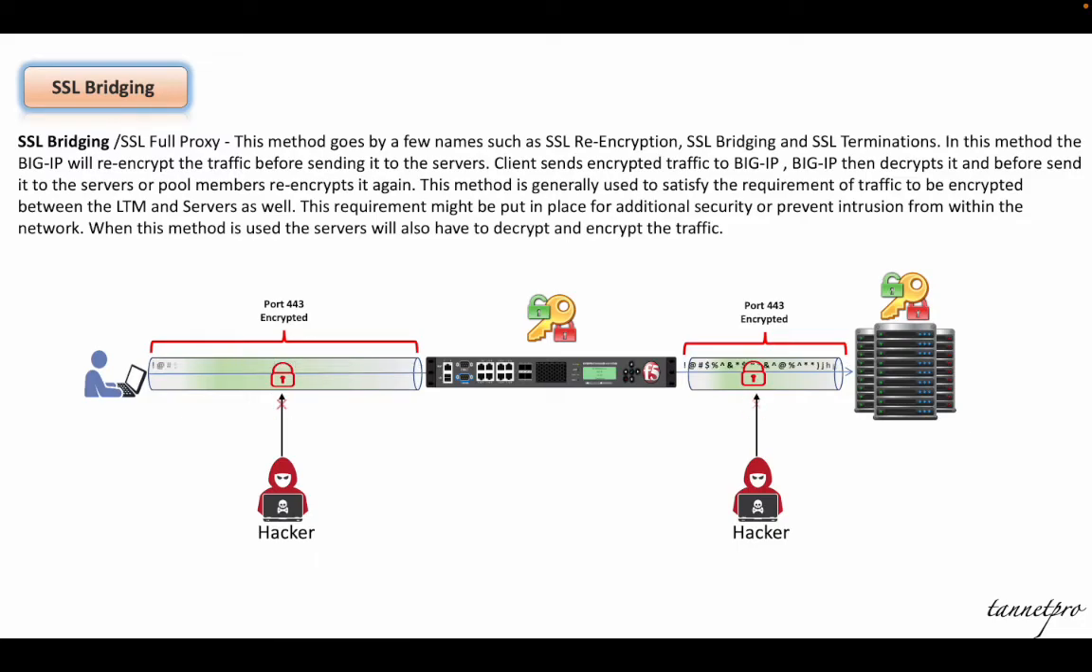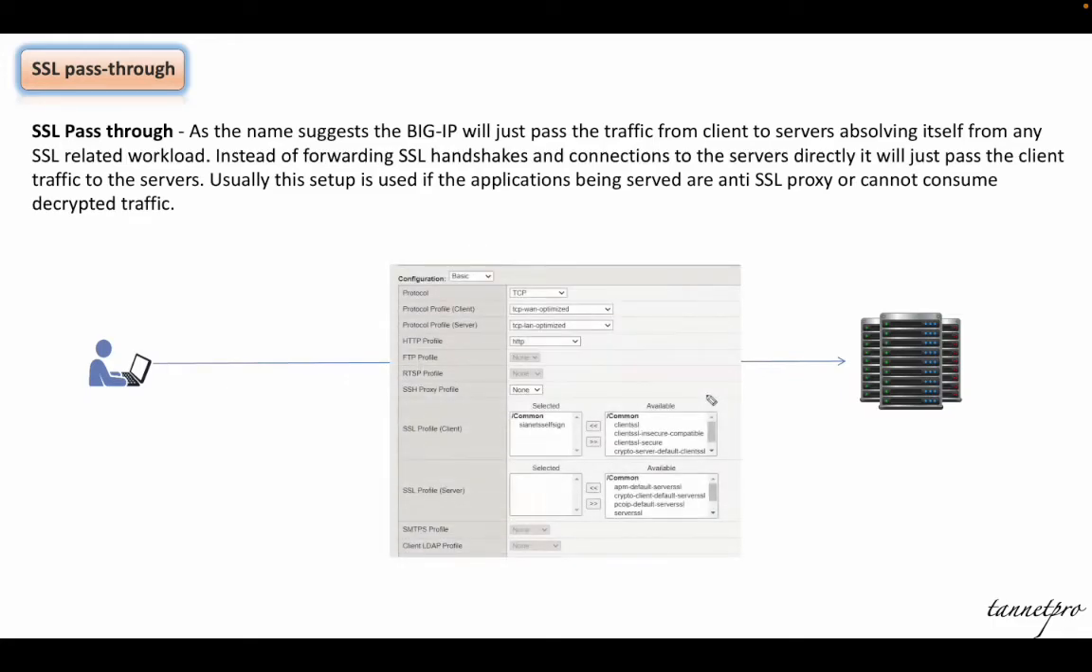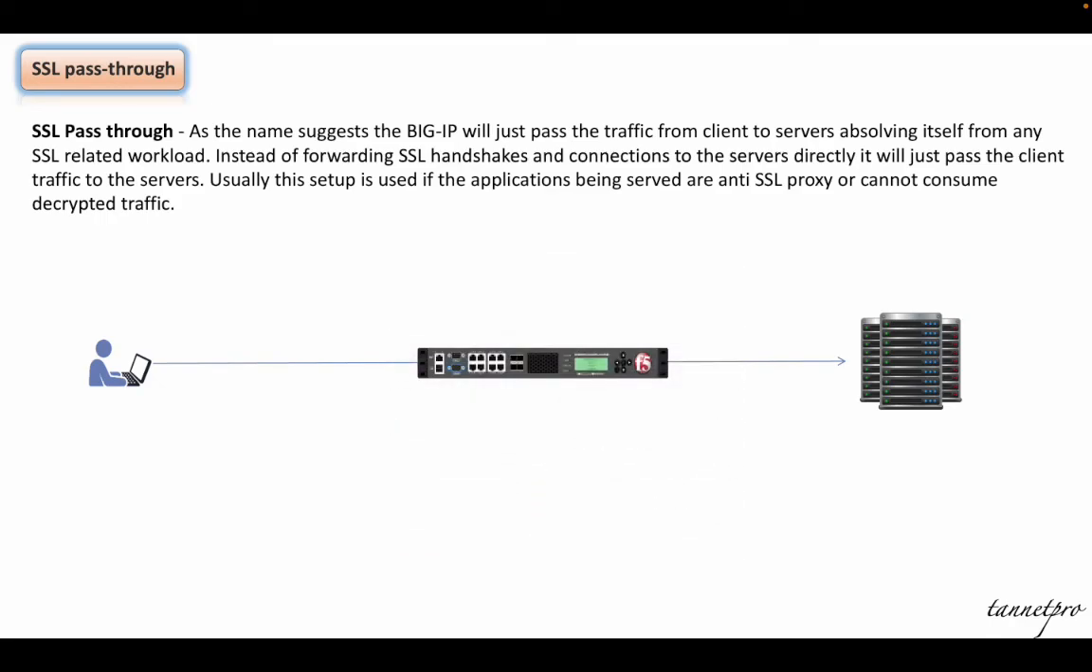So SSL bridging is where your F5 will play an SSL bridge role. Another one is SSL pass-through. SSL pass-through means you don't need to configure any SSL server or client profile in your F5 box, in the virtual server option. In that case, what will happen? It will pass all the SSL traffic to your server directly.